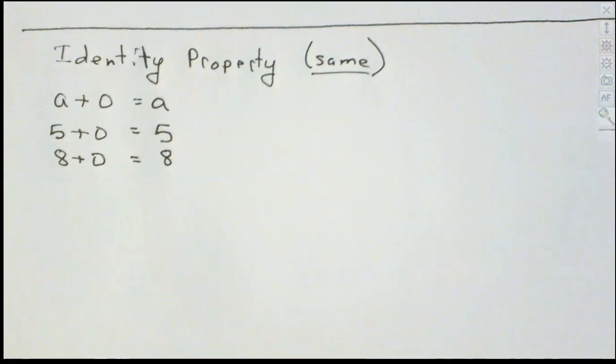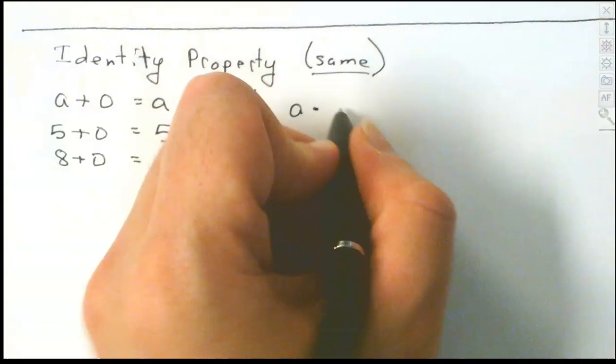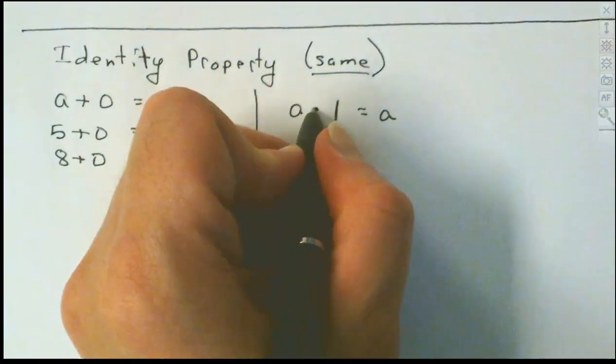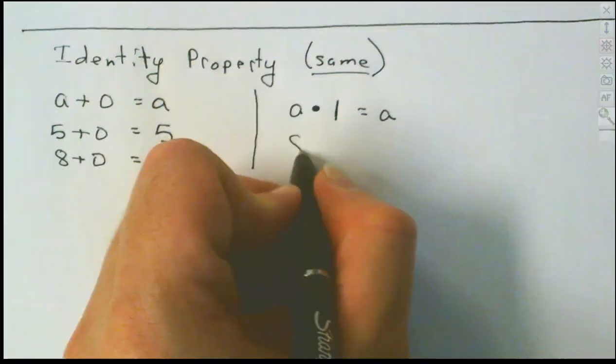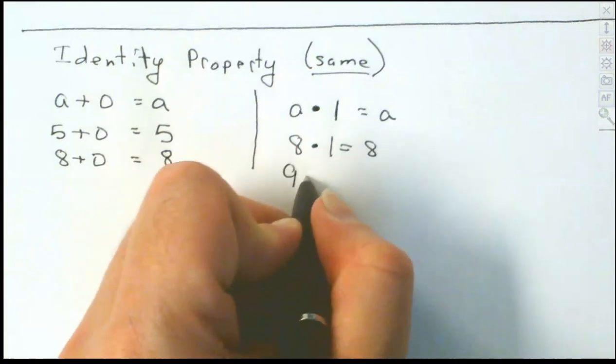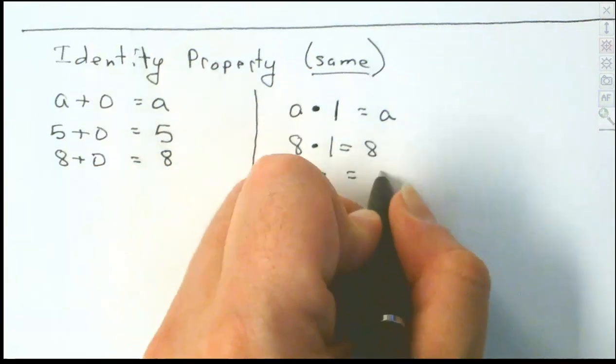We know that. We just never call it the identity property because we just use it all the time. Or you can take 0 and add it to a number. It's still that same number. What about multiplication? Well, if I take a number and I multiply that number by 1, it stays the same. So 8 times 1 is still 8. 9 times 1 is still 9.